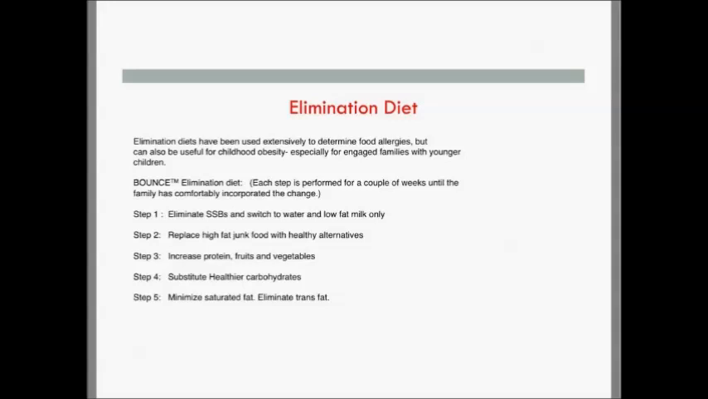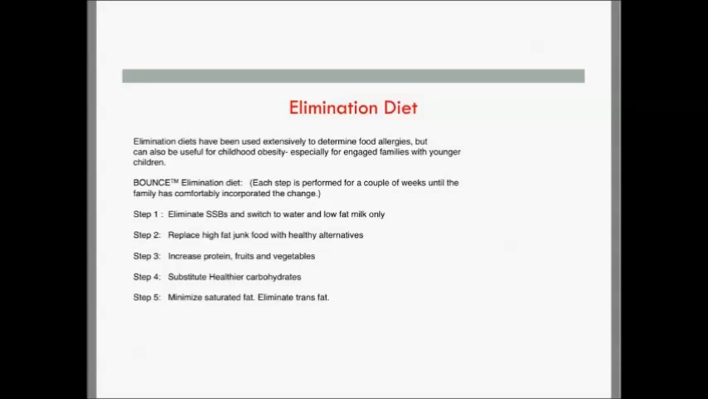Okay, so finally, we have my favorite, which is an elimination diet. What I like about elimination diets is you get a sense of what's going on in that family, what that child is eating, and then you slowly and covertly remove the bad stuff and replace it with the good stuff. I have a program called Bounce. I think we talked a little bit about it in the introduction. Basically, I have a 5-step approach to my elimination diet, and each step is performed for a couple of weeks until the family has comfortably incorporated the change.